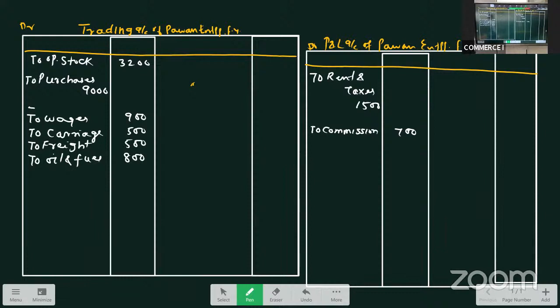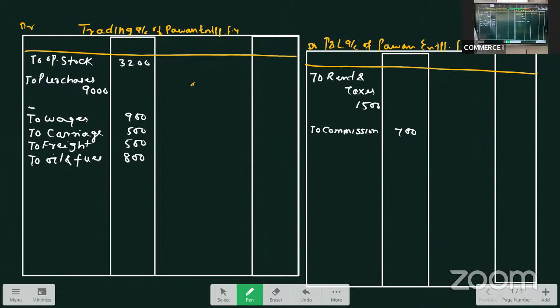Then we have motor van. Motor van is an asset. It will go to balance sheet. Then we have patents. Patents again are an asset. Patents are intangible assets. Debtors, asset. Cash, asset. Accrued interest, it is also an asset. Accrued means we have earned, but it is not due or we have not received. We have earned the interest, but it is not due. So it is our asset.